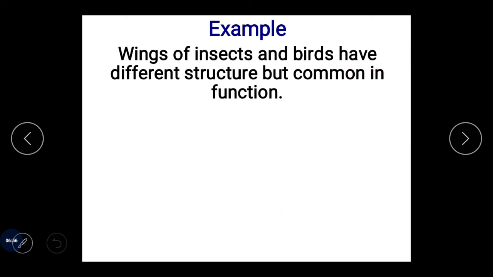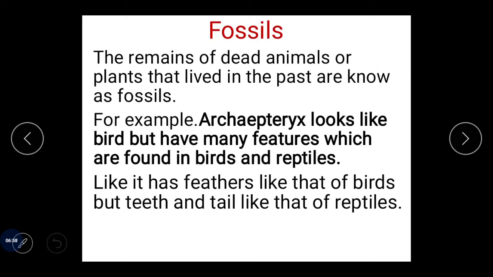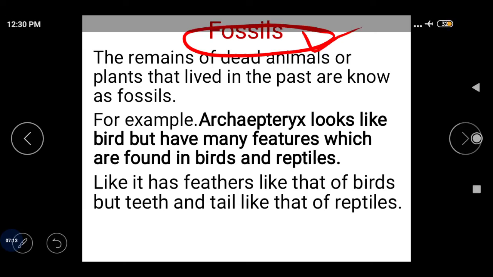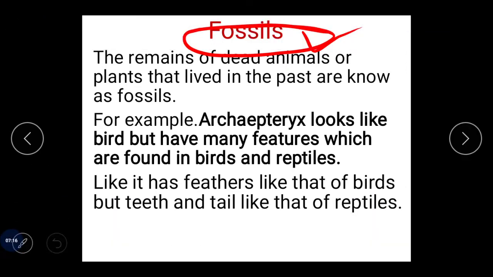Okay, so now there's another concept we will go through, that's called fossils. So what are fossils first? This is again a term that makes us understand the topic, the evolutionary concept, what we call fossils. What are fossils actually? Listen here, what are fossils?